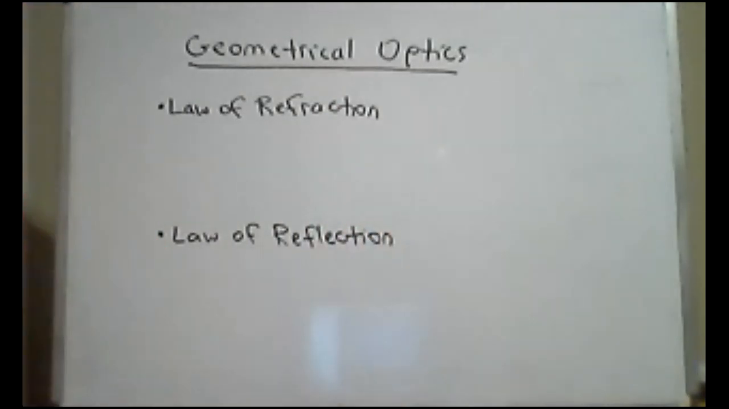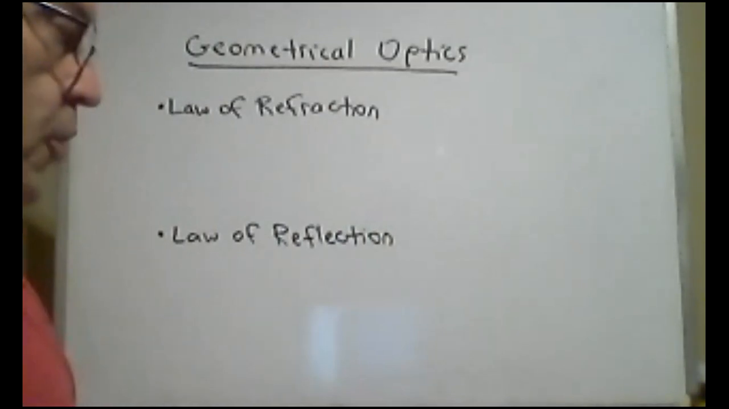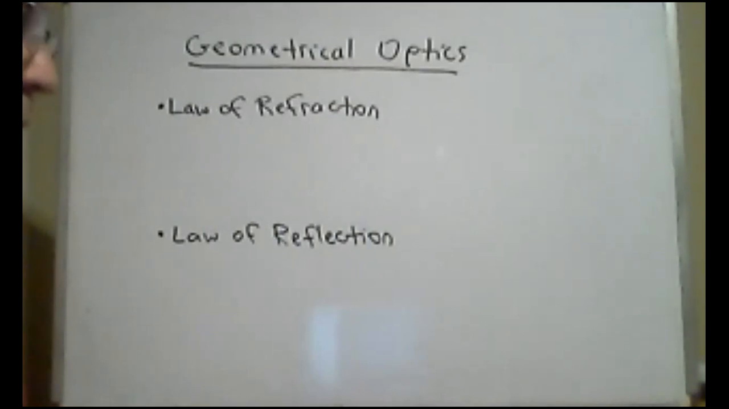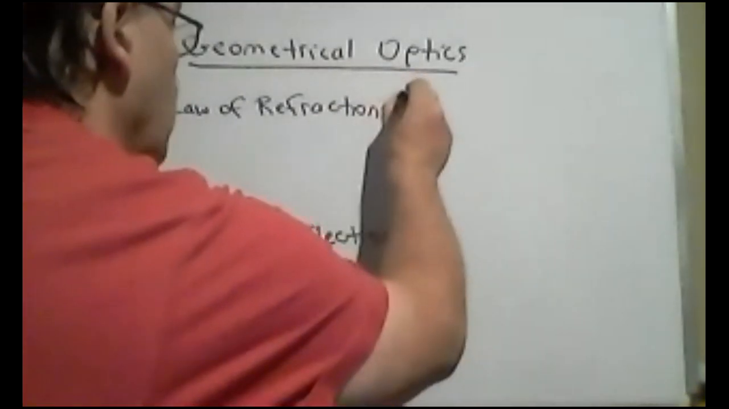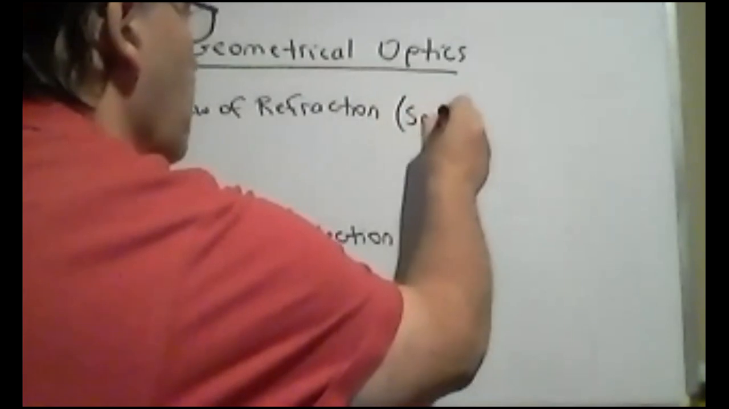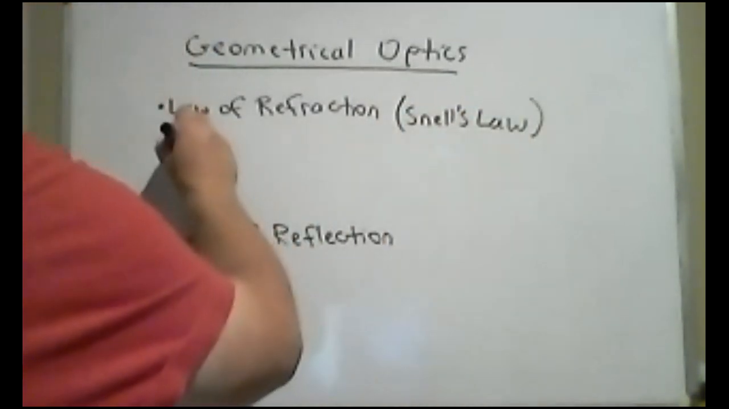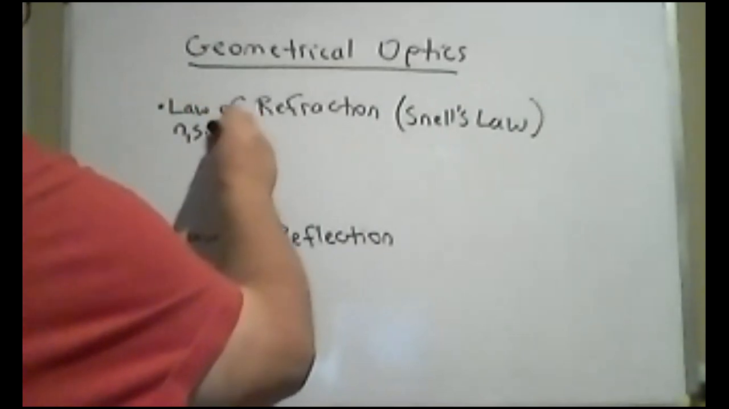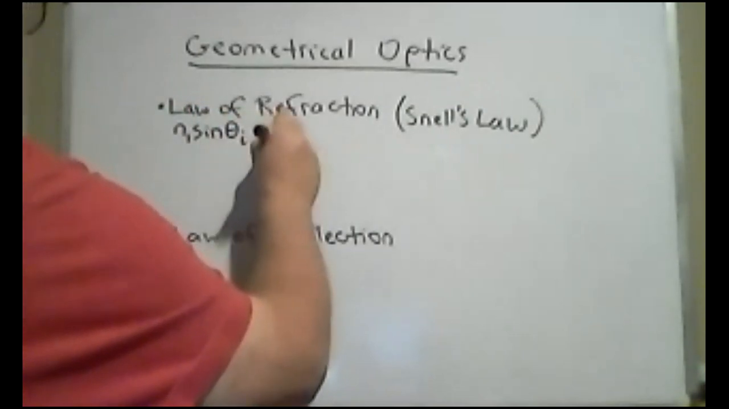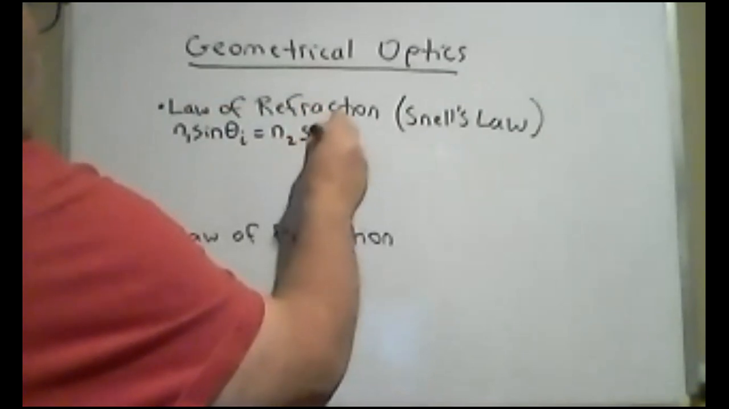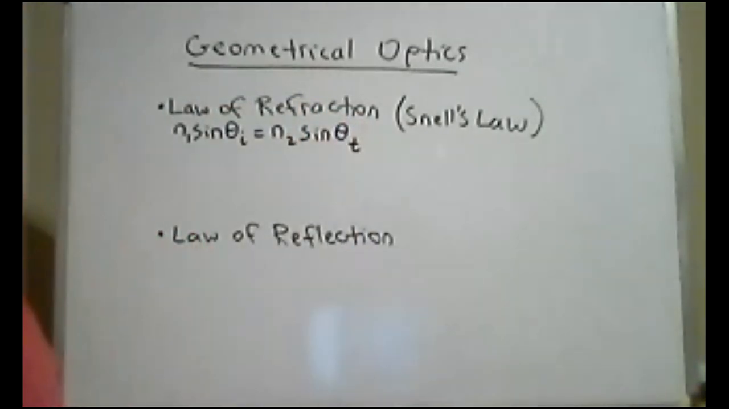The law of refraction, as stated: if light is in a material with index of refraction N1, and it transmits into a material with index of refraction N2, the law of refraction, otherwise known as Snell's law, states that N1 sine theta incident is N2 sine theta transmitted.